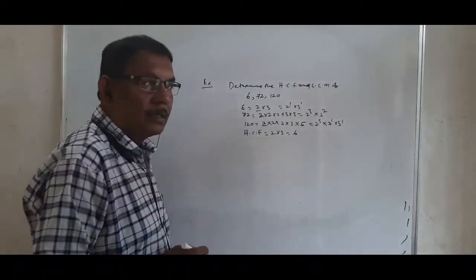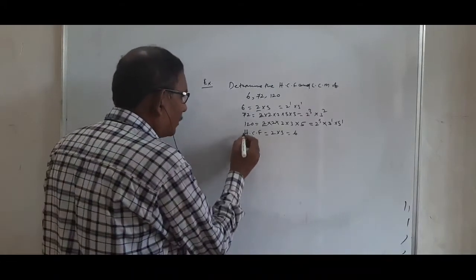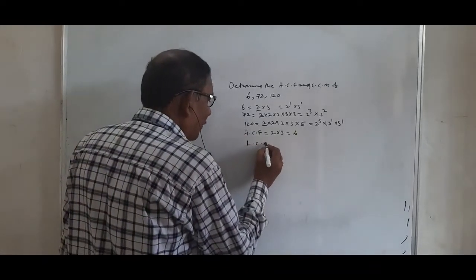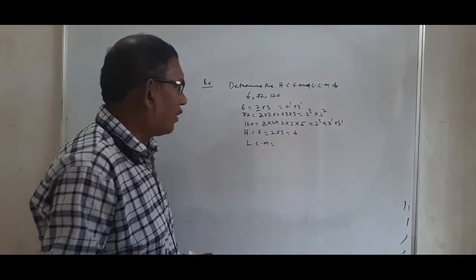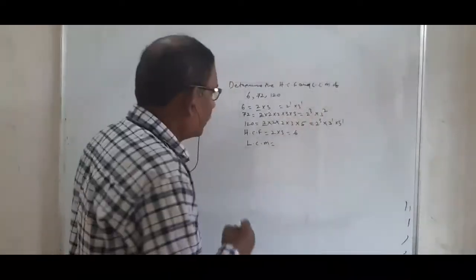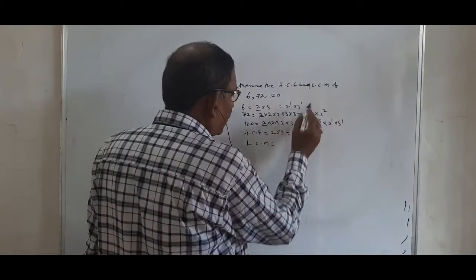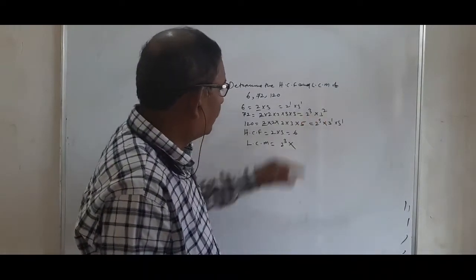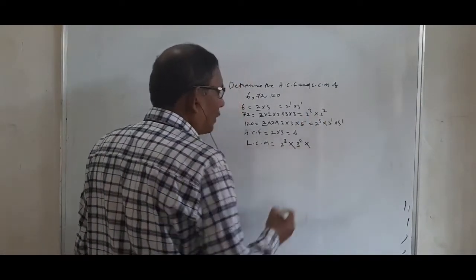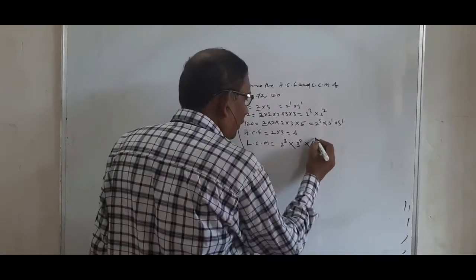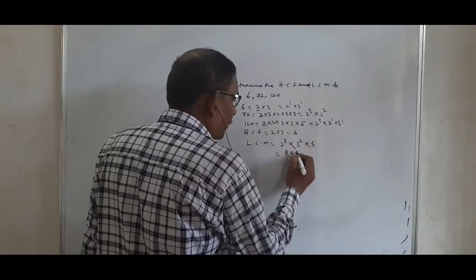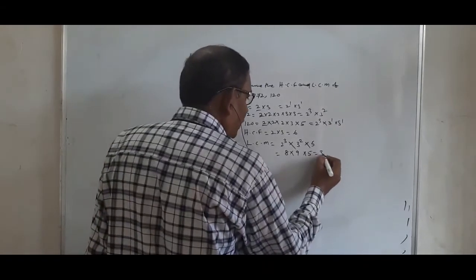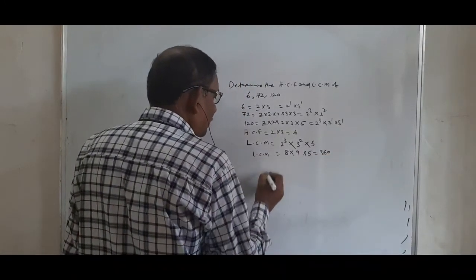Now how to determine the LCM of the three numbers 6, 72 and 120? For the LCM, take the highest power of each prime factor among the three numbers. Look here, for 2, the highest power is 2 power 3. For 3, the highest power is 3 power 2. And for 5, the highest power is only 5. Okay. It is 8 into 9 into 5, that is equal to 360. So the LCM of the three numbers is 360.